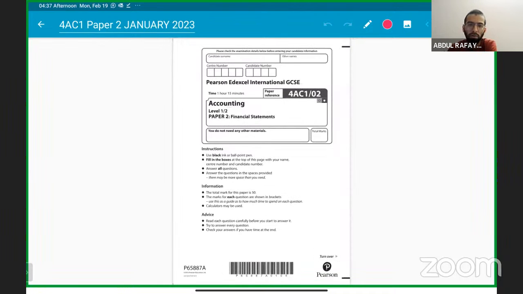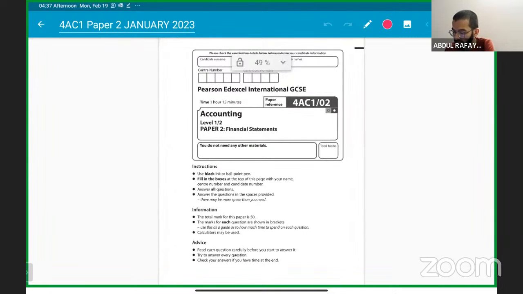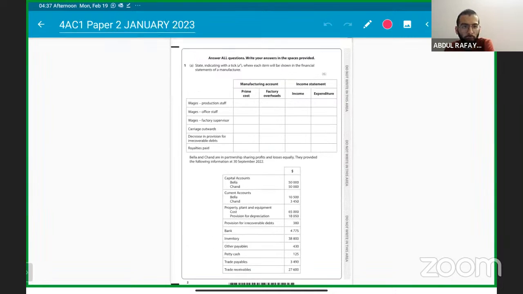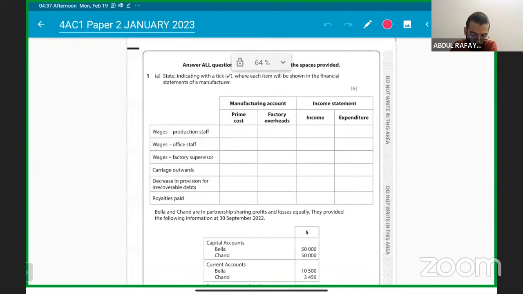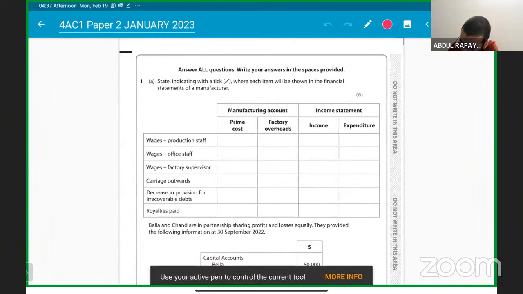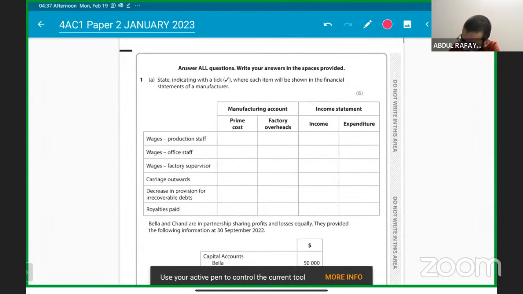We have the Pearson Edexcel International GCSE 4AC1 paper, and we are going to solve Paper 2 of January 2023, one of the most recent papers. Let's start with question number 1. Question 1 is based on different topics: manufacturing, partnership, and some part of ratios. So let's write it down.